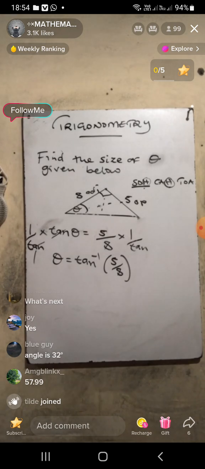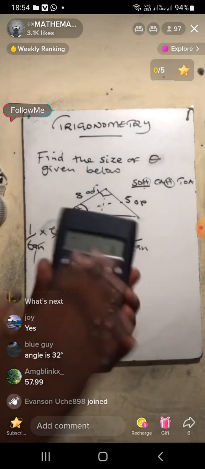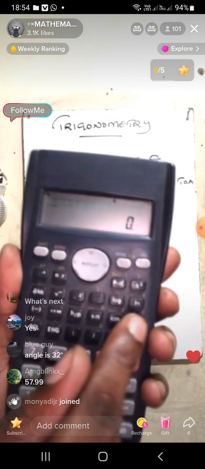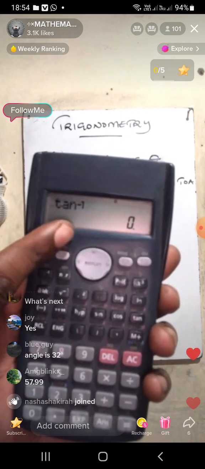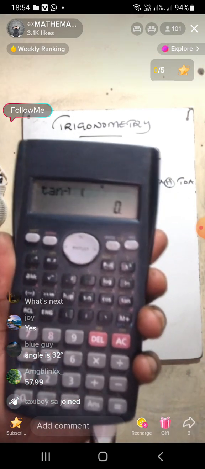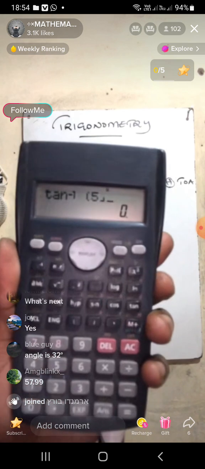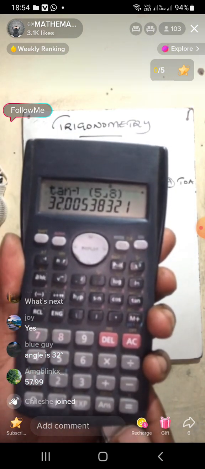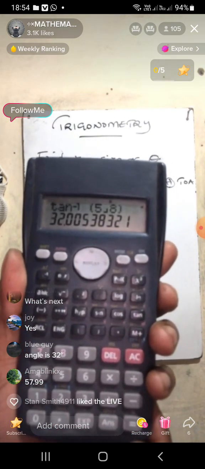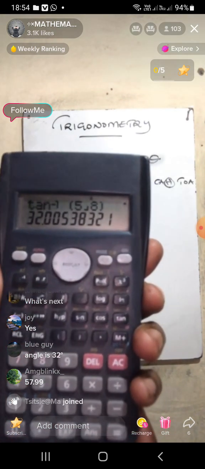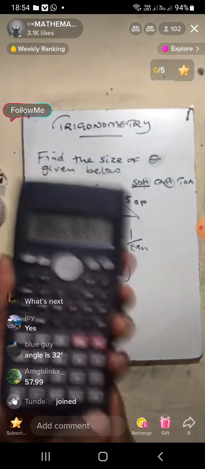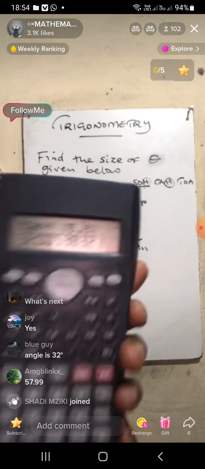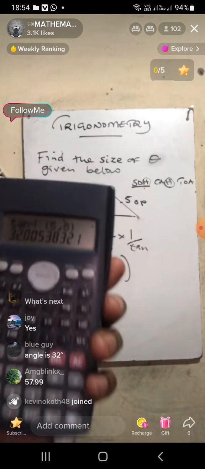So now, after that, you just go to your calculator. On your calculator, press shift or second function, then tan. It will go to tan inverse. Then in your bracket, you put 5/8. Then you press the equal sign, and you're going to have 32.00538321 as our angle. Make sure that your calculator is in degrees.